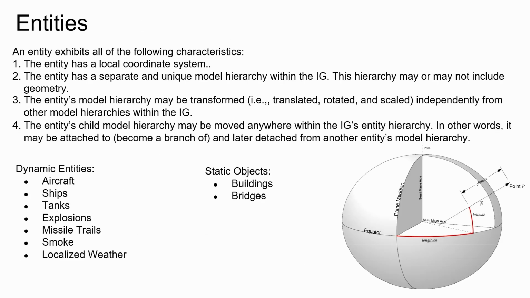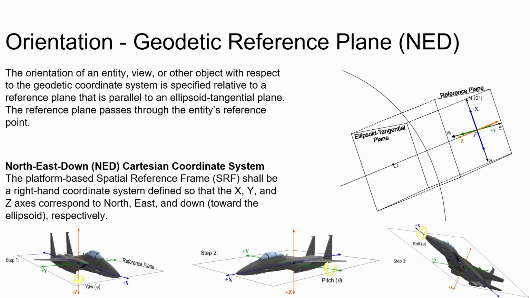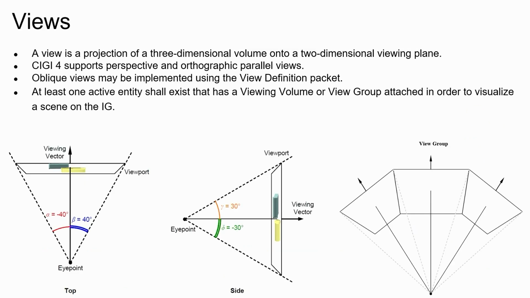A simulated entity is typically a dynamically moving object in your scene, such as a plane or a tank, but other objects and effects may be represented as entities as well. Each top-level entity is placed in the scene using WGS84 lat-long coordinates. Each entity can then be rotated using yaw, pitch, and roll. Each visual application is instructed what to look at using a view that is attached to an entity, and multiple views can be combined in a view group.